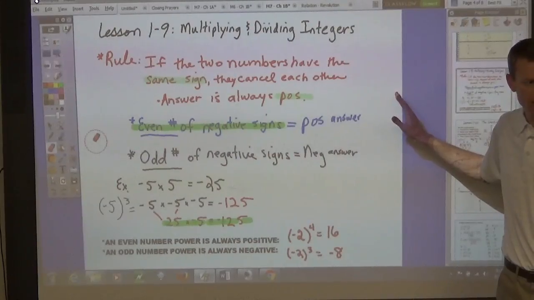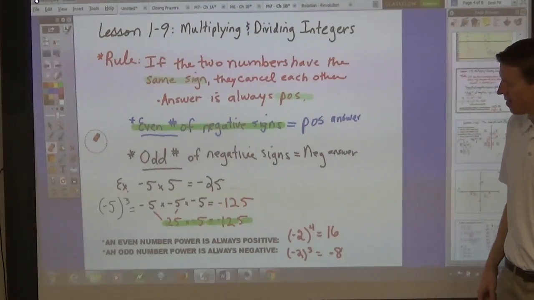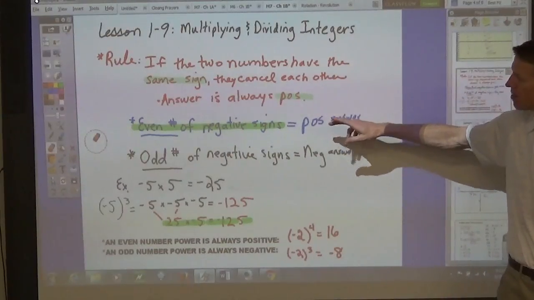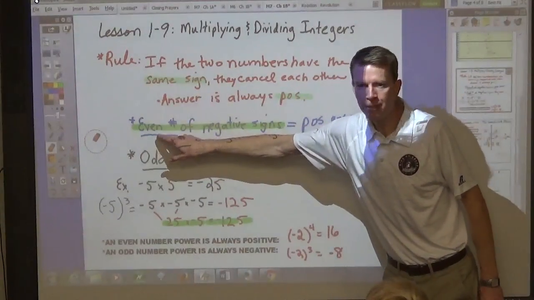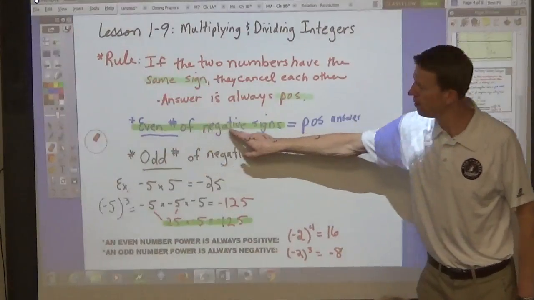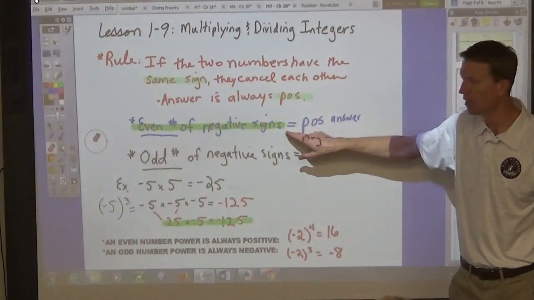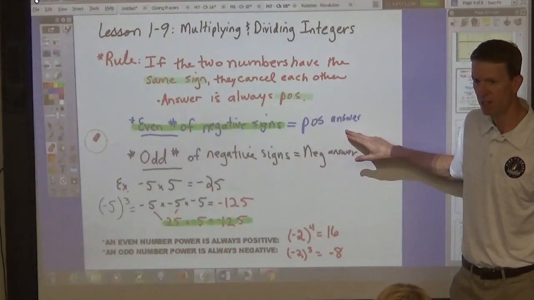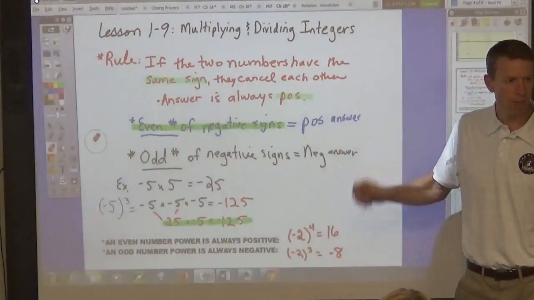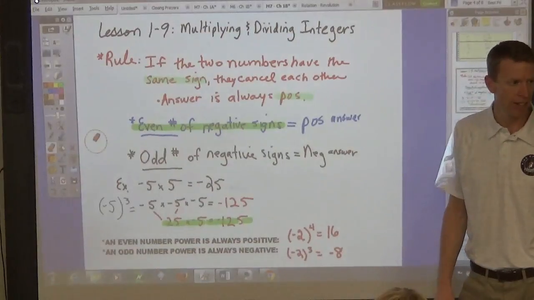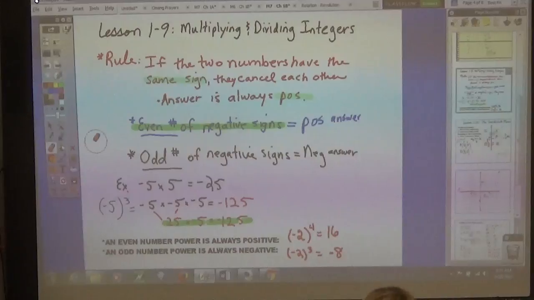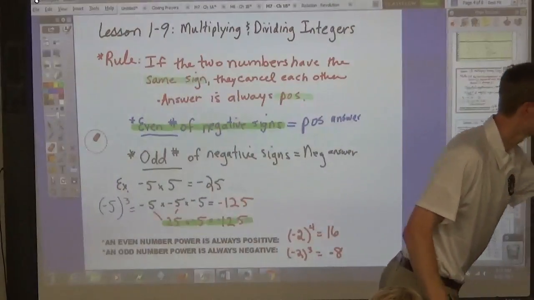Or negative 25 divided by positive 5 is negative 5. The answer is negative if they have opposite signs. So you can take this rule a step further and say that if there's an even number of negative numbers in the problem, the answer is positive. If there's an even number of negatives in the problem, then the answer is positive. Okay? I'll give you an example.